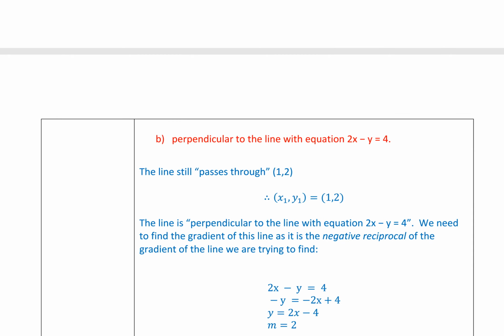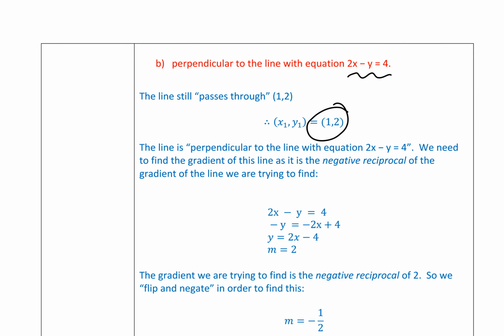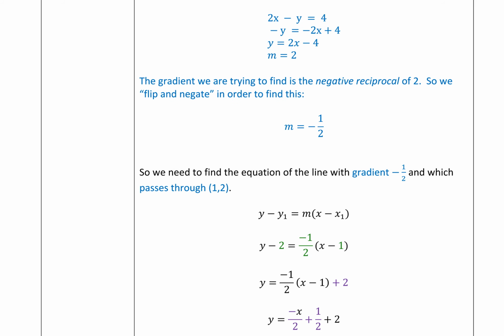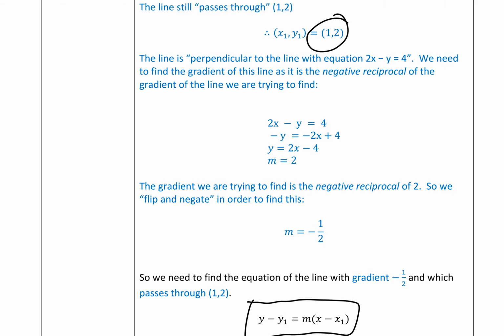Now the only difference, if it was perpendicular to this equation, I'd still use this point, I'd still use this formula. But because this equation had a gradient of 2, my equation, if we flip and negate, has a gradient of negative a half. So imagine that 2 was 2 over 1. Well, flipping the fraction is 1 over 2, and negating is where I get that negative a half from.